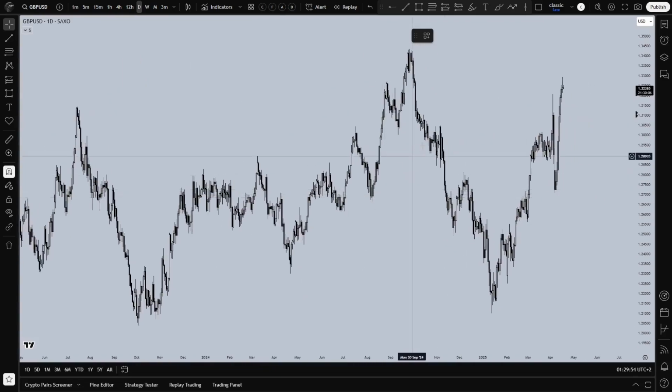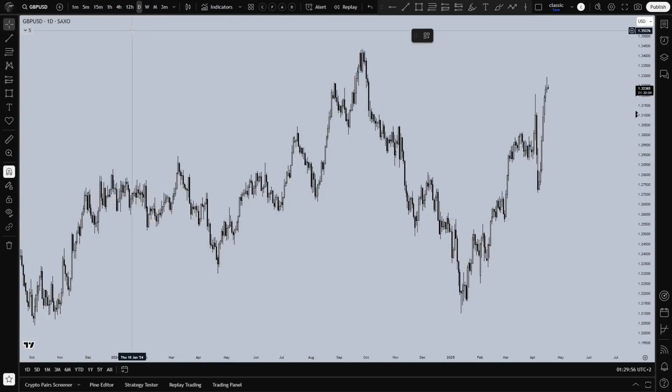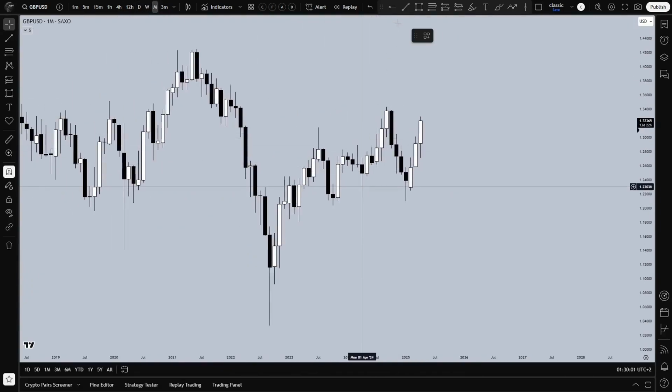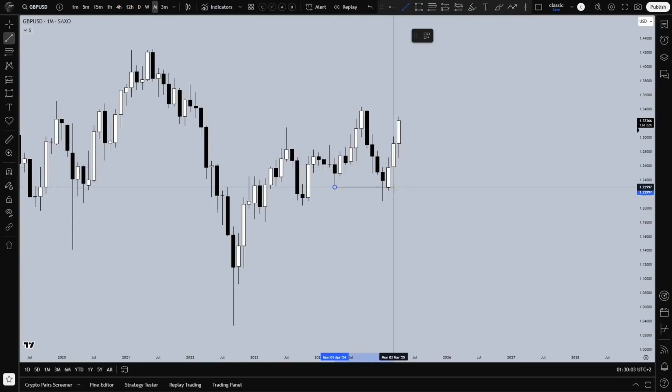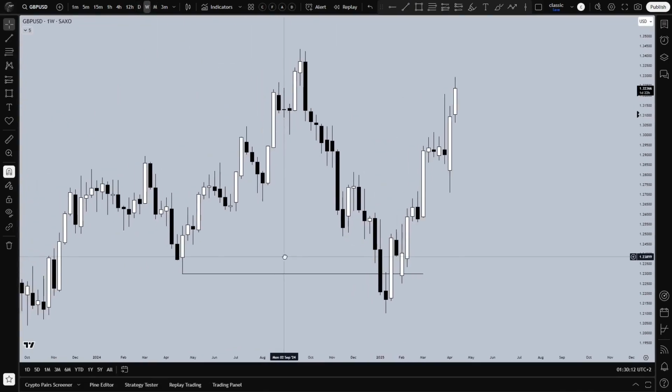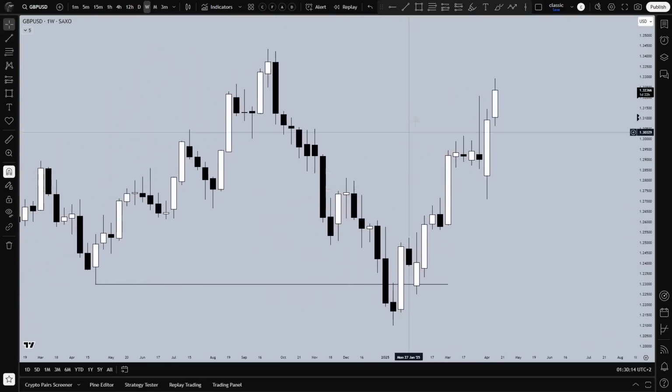So what do we have here? We have a higher time frame low, which is a weekly or even a monthly swing low, right? A monthly swing low, which we have taken out last year, or actually this year in January. We take out the low, and then what do we see on the weekly time frame?